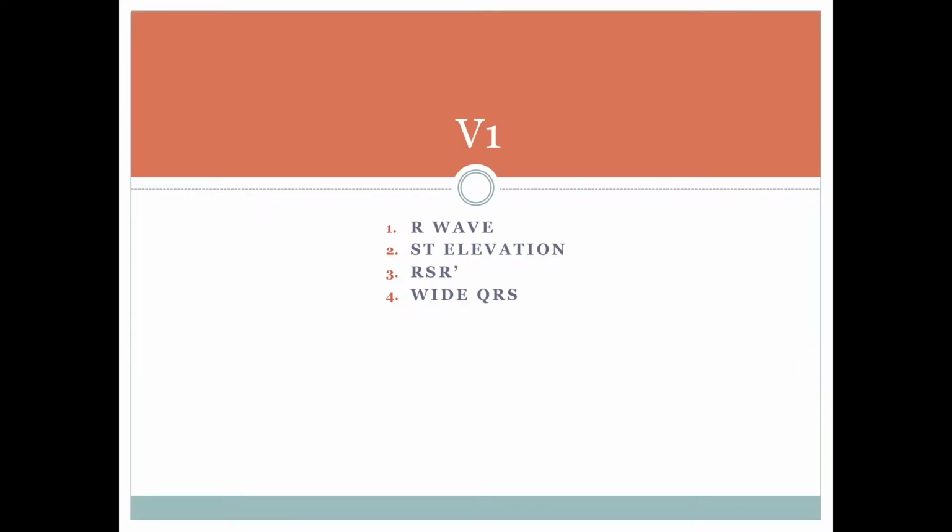So moving on to V1. When I was on my away rotation, one of the attendings really harped on the usefulness of this specific lead, just because it's so informative, and there are four big things that you can build a differential for just by looking at V1. You can look at the R wave, the ST elevation, an RSR prime pattern, and a wide QRS complex, and you can build a pretty robust differential for what's going on in the EKG and diagnose your patient best.